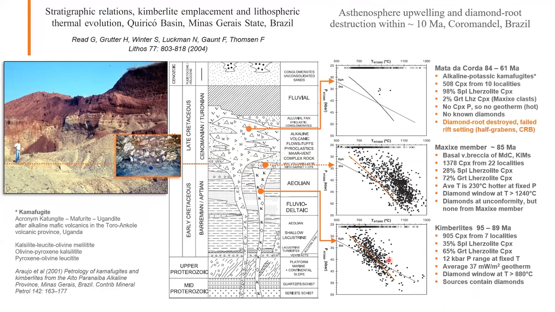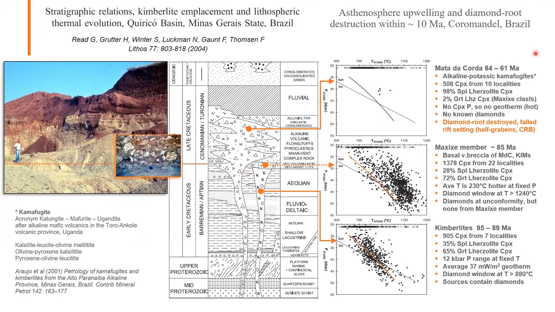Then you can sample these alkaline volcaniclastics themselves, and we did: 508 CPX from 10 localities. Most of these come from spinel lherzolites. They're 2% of the data. That's these couple of data points that come from garnet lherzolite CPX. We argue that they are derived as rip-up clasts from this member that are included in the Mata da Corda volcanics. And there are no known diamonds from these Mata da Corda volcanics. They've been dated at 84 to 61 million years. So essentially, boom, you've lost your whole garnet-bearing root below the craton, and it happened in 10 million years.